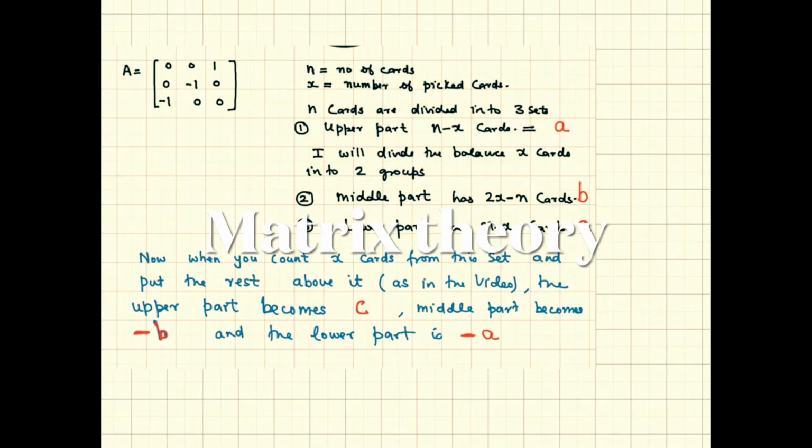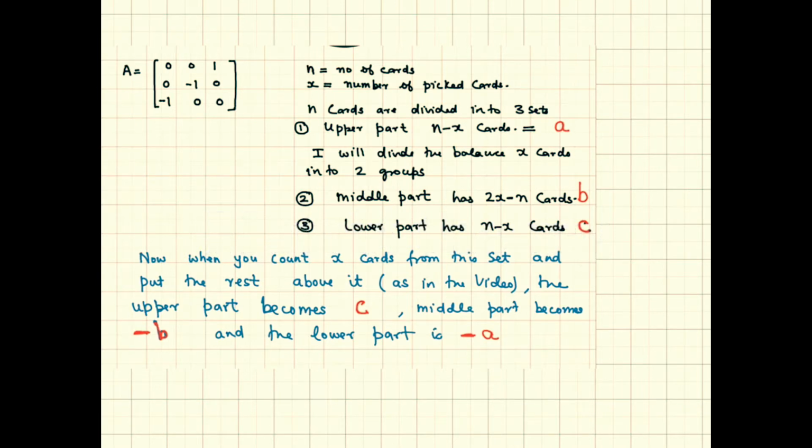This is one mathematical proof of the above trick which I showed you. I'm going to explain this using something called a 3 into 3 Parker matrix square. This is called the Parker matrix square. Let us see what it does to the deck of cards.